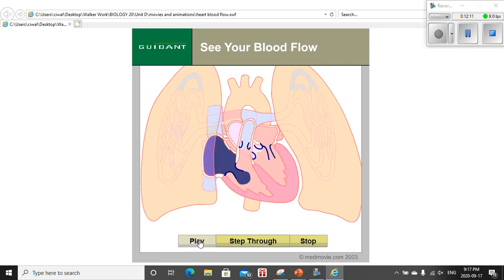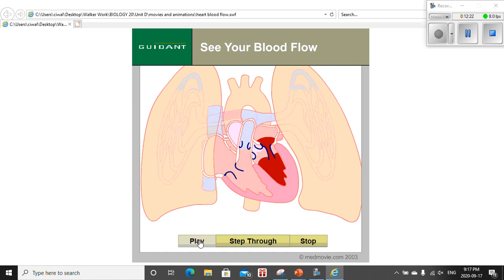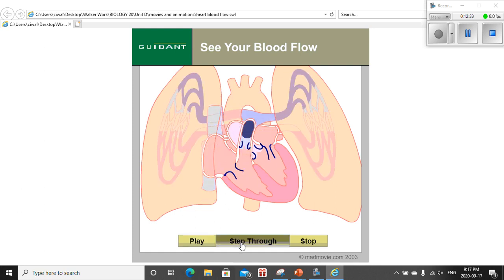So let's just take a look at this for a second. Again, the blue is representing blood that's low in oxygen. It's coming from the body. It's going to the lungs. Red color is oxygenated blood. It's coming from the lungs and going to the body. So this is kind of fast. Let's go through stepwise here.